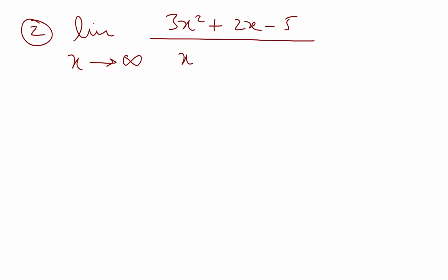Limit x approaching towards infinity, 3x square plus 2x minus 5 upon x square plus 5x plus 1. Now this is x approaching towards infinity. Look at all the x terms. So what is the maximum power of x?